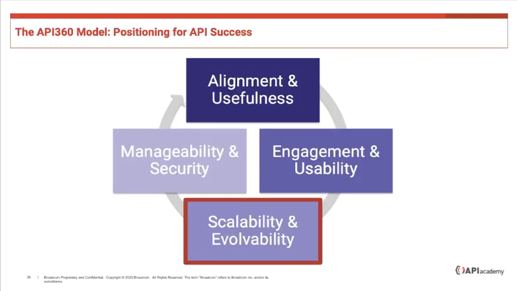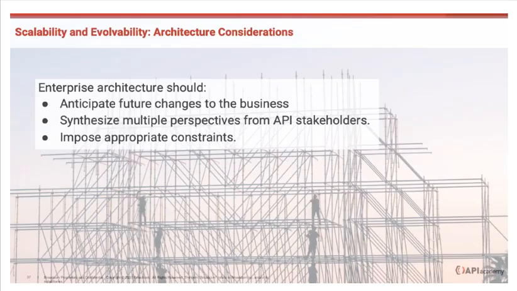Once you have the business strategy and developer management covered, you are well on your way to getting a good start with your API program. But good starts are fleeting. To build momentum and to be able to handle it, you need to ensure that your APIs are scalable and evolvable. To ensure scalability and evolvability of your APIs, your enterprise architecture should be designed with future-proofing in mind.